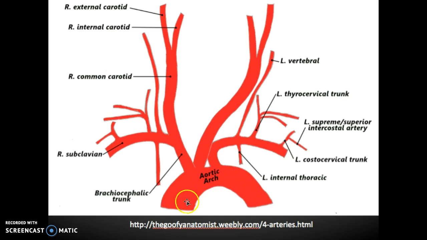So last slide here. You have the arch, the right brachiocephalic to the right subclavian to the right common carotid, bifurcates to the internal and external. On the left, the common carotid comes right off the arch, and so does the left subclavian. So that's it for your soft tissue neck.